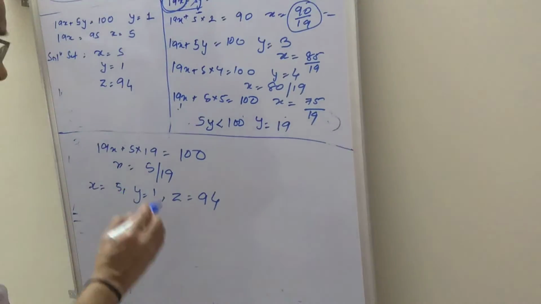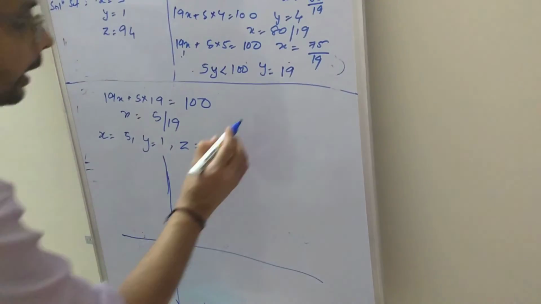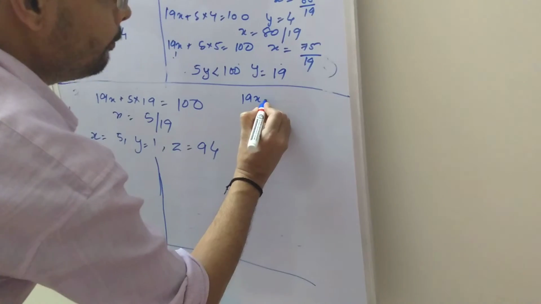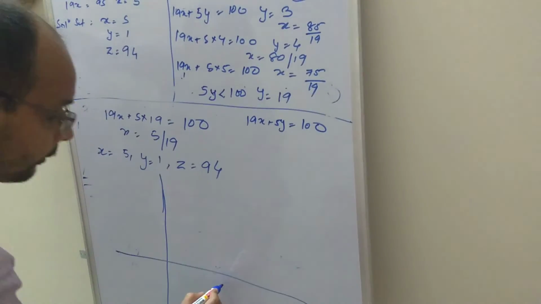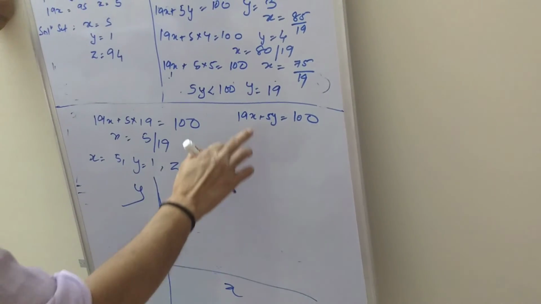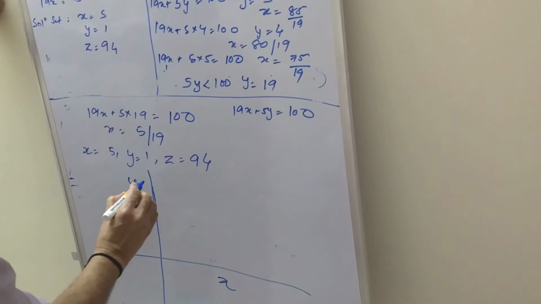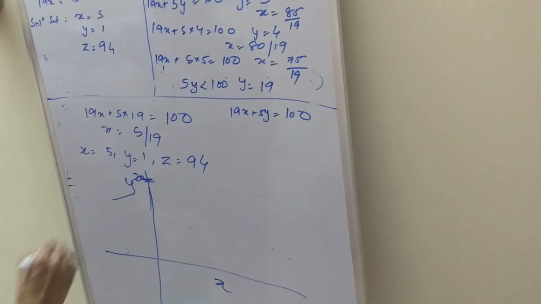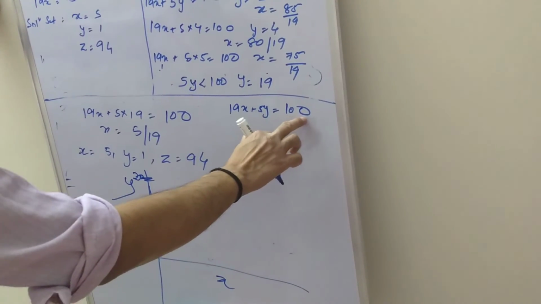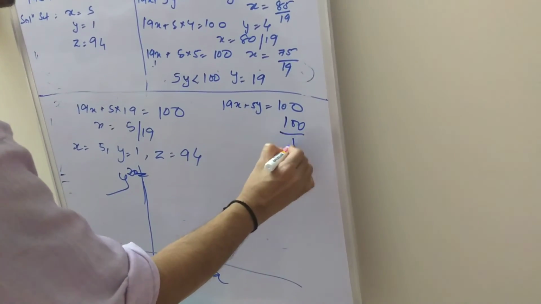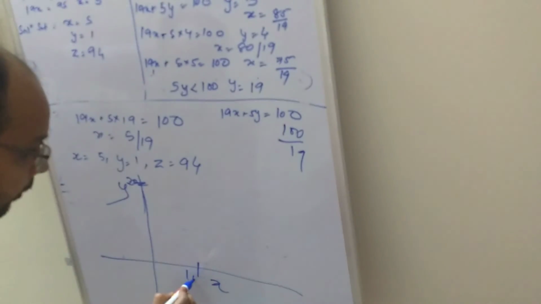You can also solve this by graph. For example, if you have 19x plus 5y is equal to 100, you want to plot this over the x and y axes. Now let's assume when x is 0, y becomes 20. So you will have something like here. And when y is 0, x will become 100 by 19. So your x will be 100 by 19 here.